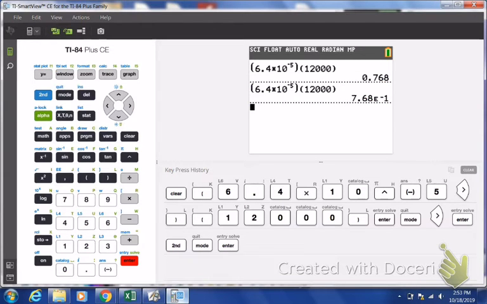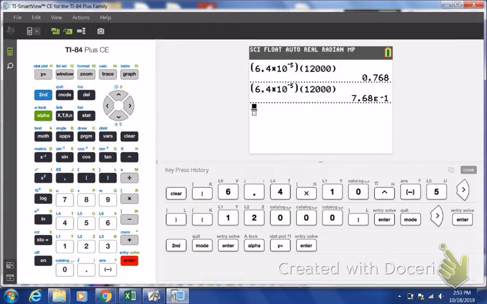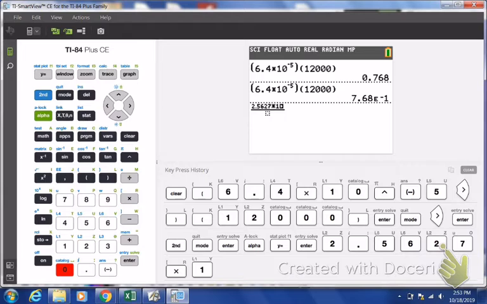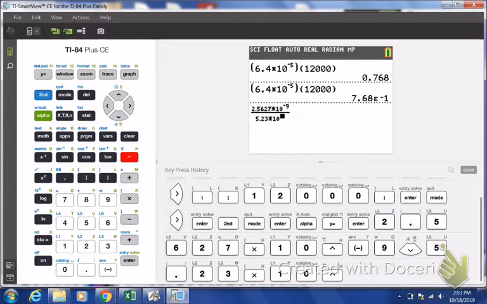So we want to put a fraction in first. So alpha y equals, get our fraction in there. So we have 2.5627 times 10 raised to the power of negative 9 over 5.23 times 10 to the negative third. And if we hit enter, now you'll see this one's already in scientific notation because we had already changed the mode.